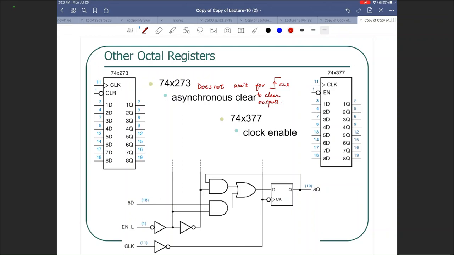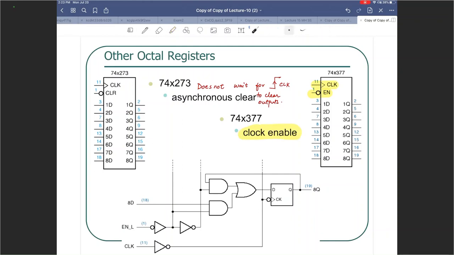Still, it's an 8-bit register. All 8 inputs, all 8 outputs. Outputs are only available in true form. It's a positive edge trigger design, right? Next, you have the 74x377. It's a positive edge triggered design, and there is an active low clock enable signal.